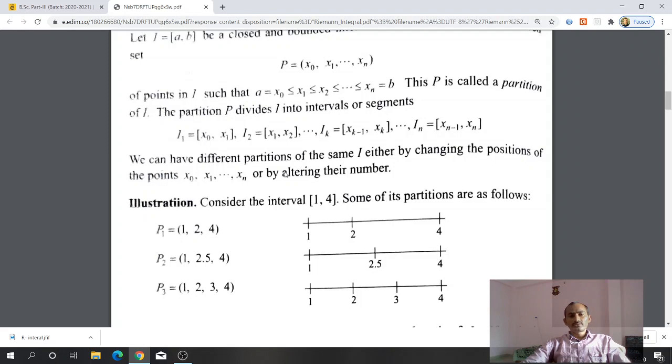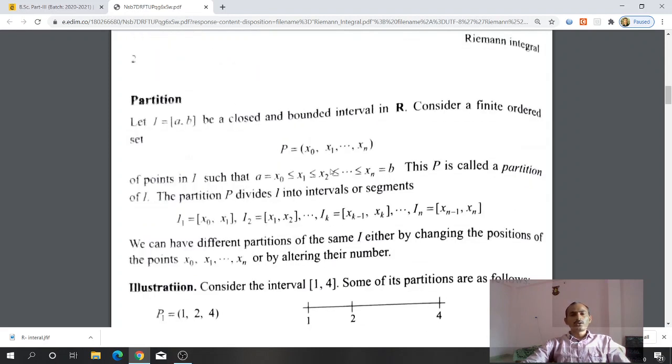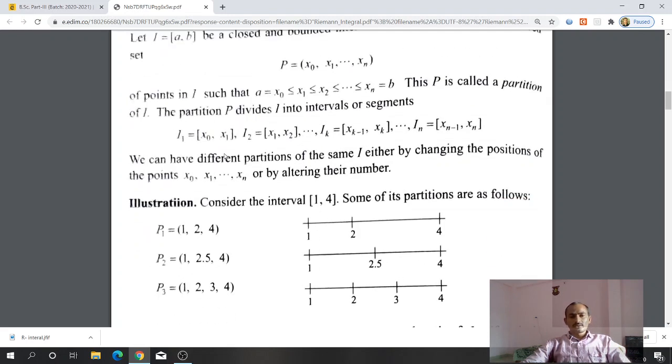You can have a different partition of the same interval I, or we can change the points x0, x1, and so on up to xn. Instead of taking this x0, x1, xn, we can take different points and partition this interval I into that many subintervals. So let's illustrate this.